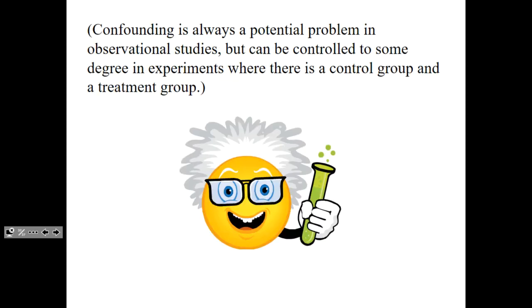Now, confounding is always a potential problem in observational studies, where I'm just watching a group. But in some experiments, I can control for it. If I have a control group and a treatment group, we're really going to talk about control and treatment groups later. So confounding is always a potential problem in observational studies, but I can control for it in some experiments.